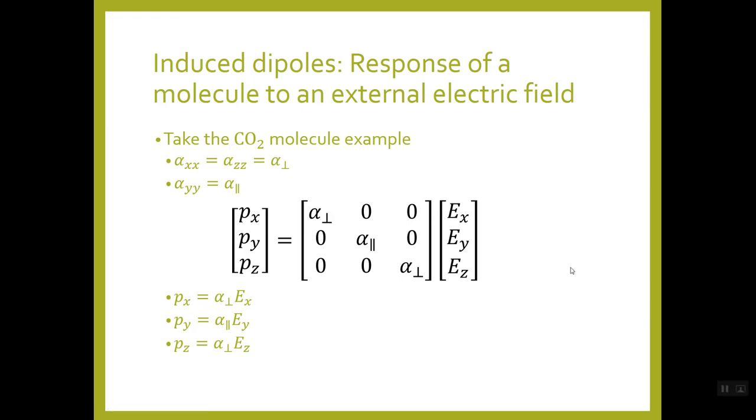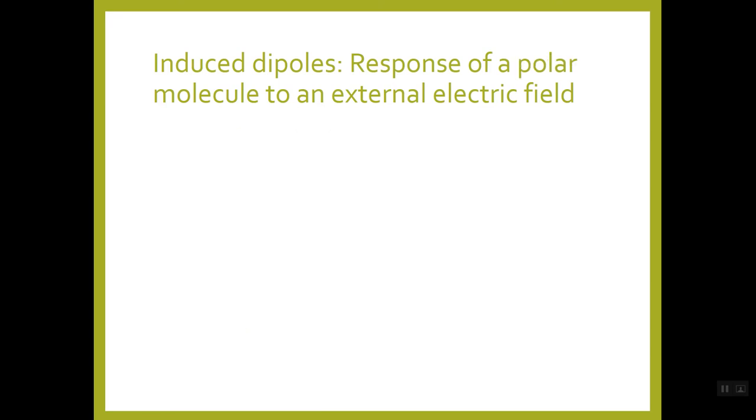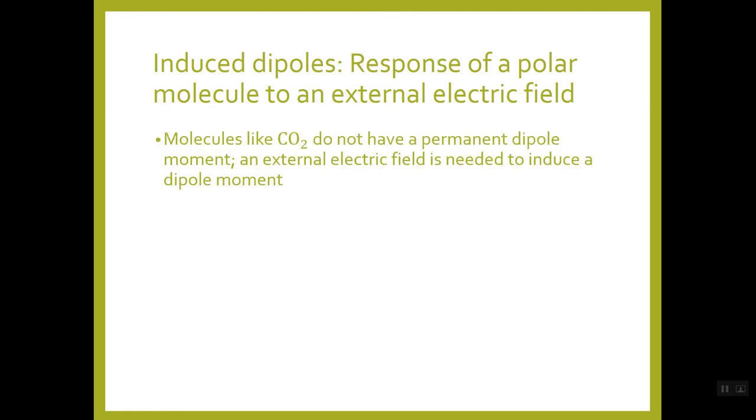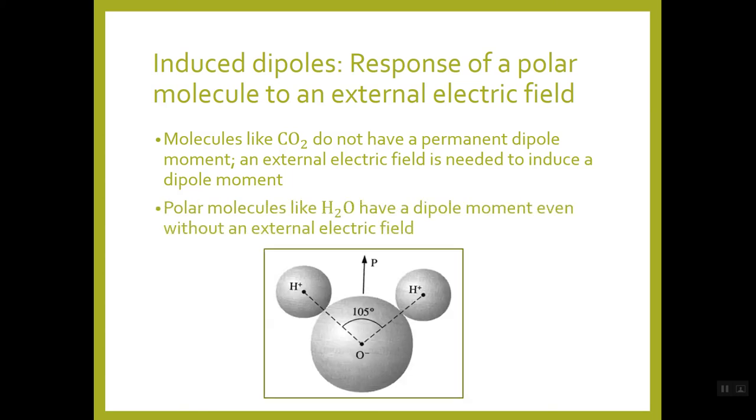Okay, now we're going to look at another case where our molecules are what are called polar molecules. So the CO2 molecules and molecules like that don't have what we call a permanent dipole moment. You need an external electric field to induce the dipole moment. Polar molecules like water, H2O, already have a dipole moment. They have a permanent dipole moment, even without an external electric field.